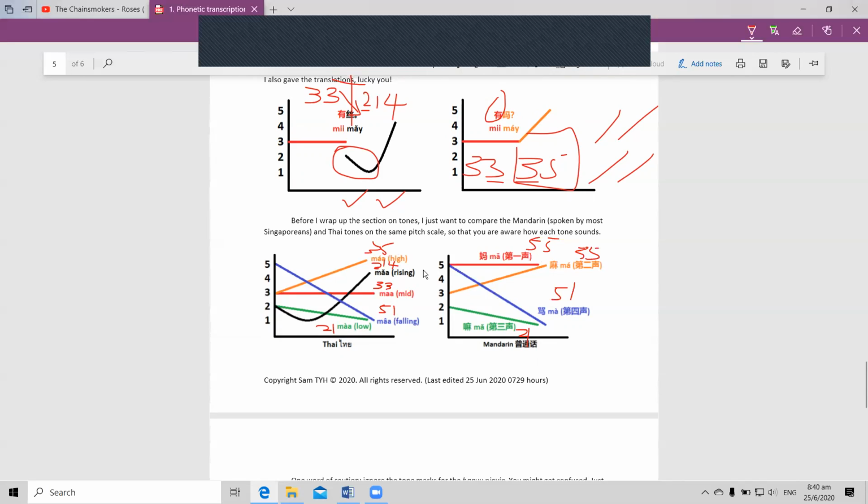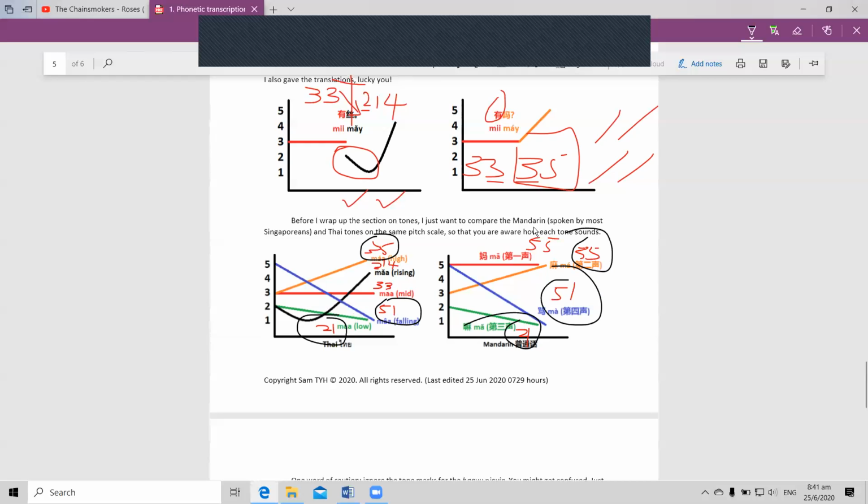So let's compare. Do we have any similarities? If you look, we have 3-5 here and 3-5 here. We have 5-1 here and 5-1 here, like 芝麻, ma pi. And we also have 2-1 here and 2-1 here, like ma and 你不要这样嘛.